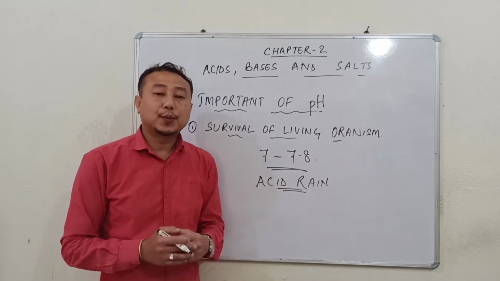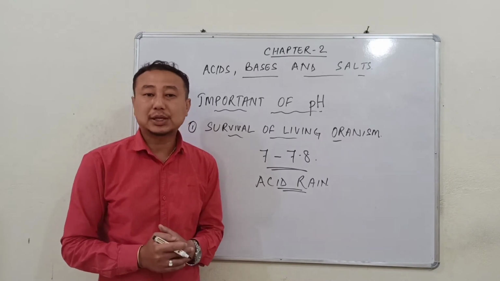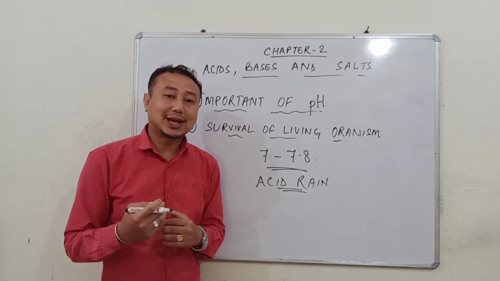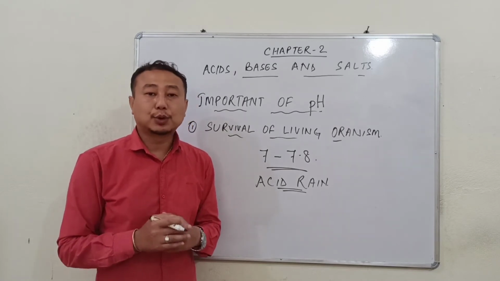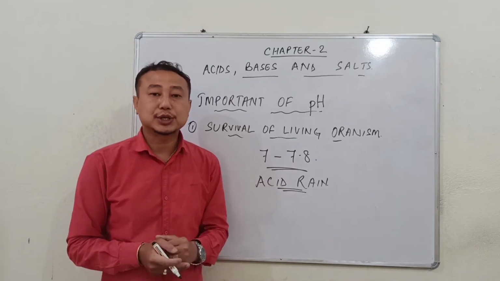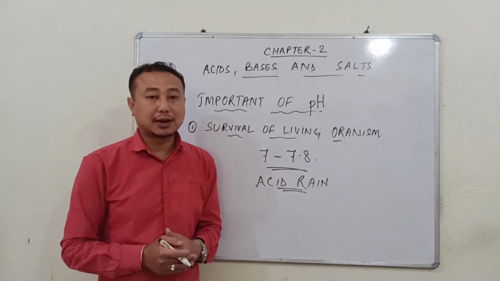When this acid rain falls on the earth's surface and the acidic rainwater mixes with the water bodies, it converts the nature of the water bodies into acidic. So if the water in the water bodies turns acidic, then the survival of living organisms in the water bodies will be impossible. So this is the first importance of pH in everyday life.